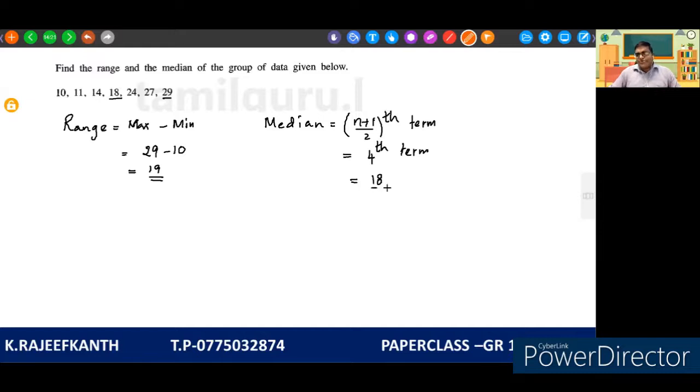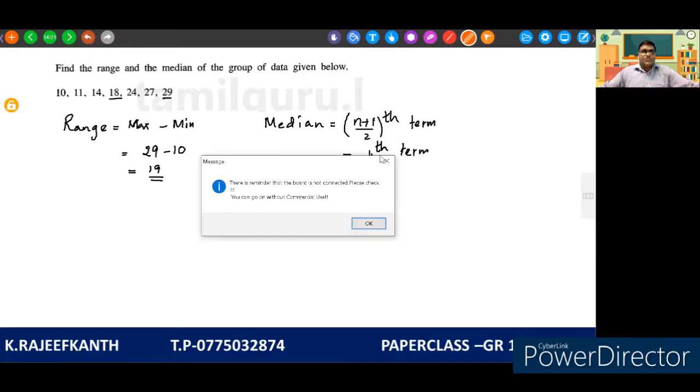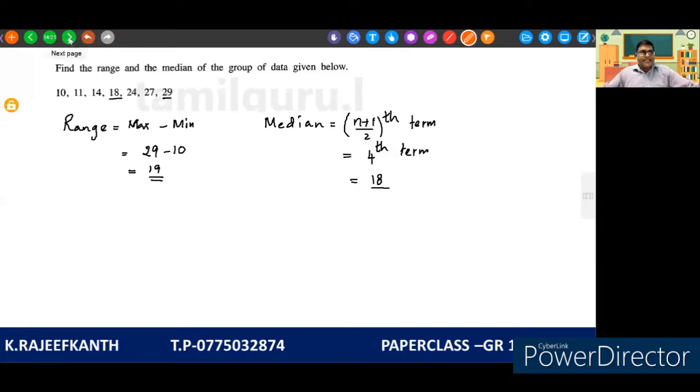So in this way also you can find it. But here there are only 7 terms, and the data are already in ascending order, so directly we can find the middle term of this distribution. So directly we can find the median. Otherwise, you can write the steps also, right? So range is equal to maximum value minus minimum value, 29 minus 10 is equal to 19. So 18 is the middle term of this distribution. So the median is 18. Then next one.